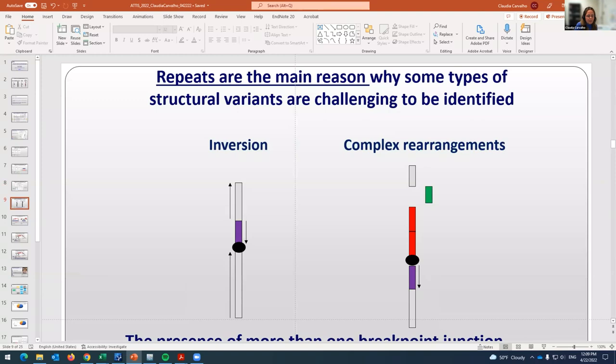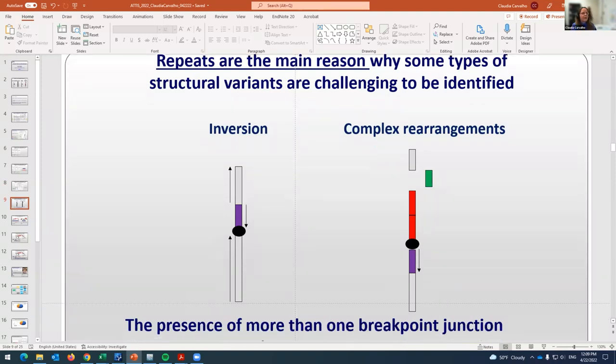Another problem is that inversions and complex rearrangements are still very challenging to identify. Many times they are called as false positives and false negatives in the genome. One of the reasons is the fact that many times they involve repeats as well, and they have more than one breakpoint junction. That's the definition of a complex rearrangement.